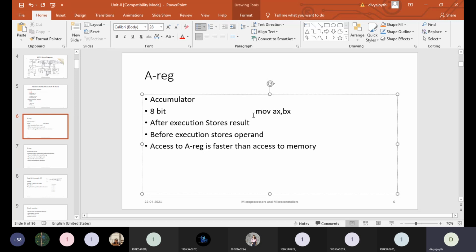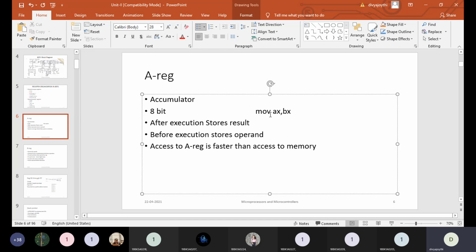I hope you people remember what is opcode and what is operand. Here MOV is called the opcode and these are called the operands. So before the execution of an instruction, the accumulator will store the operands, and after the execution of an instruction or of a program, it will be storing the result. Before execution it will store the operand, after the execution the accumulator will store the result.